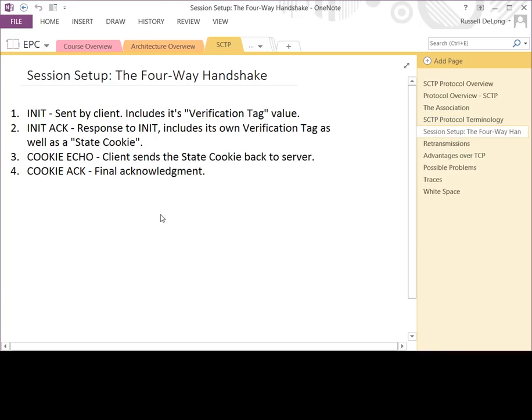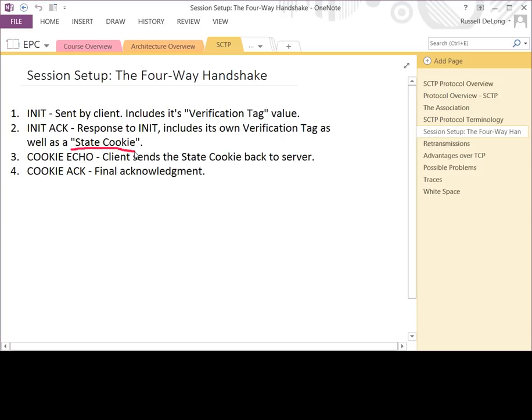Session setup uses a 4-way handshake. This is different from TCP, which uses a 3-way handshake, where you see SYN, SYN-ACK, and ACK, just exchanging initial sequence numbers for the session. In this case, we have a 4-way handshake, where the client sends an init that includes its verification tag, so you have an exchange of verification tags, and then the response to the init is the init ACK. It also includes what's called a state cookie.